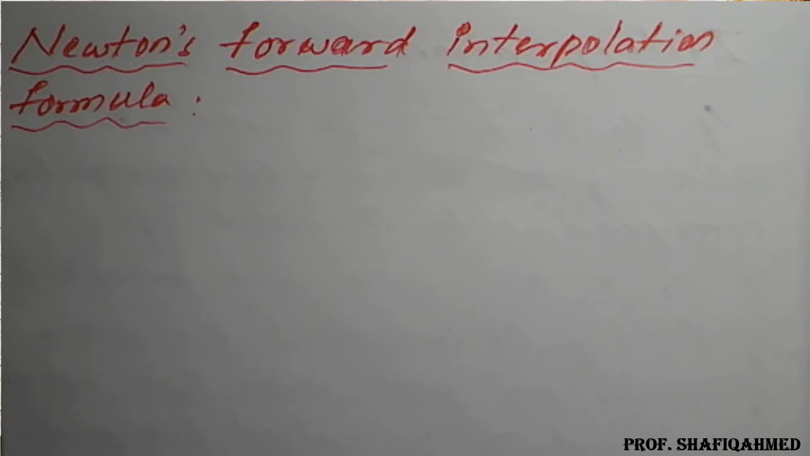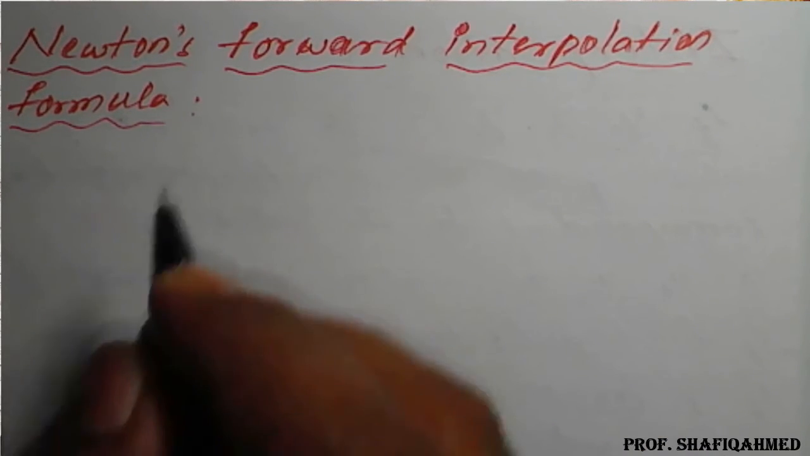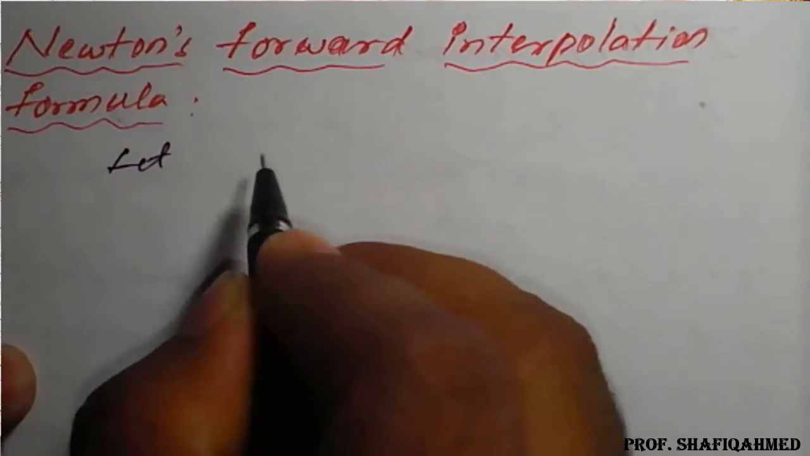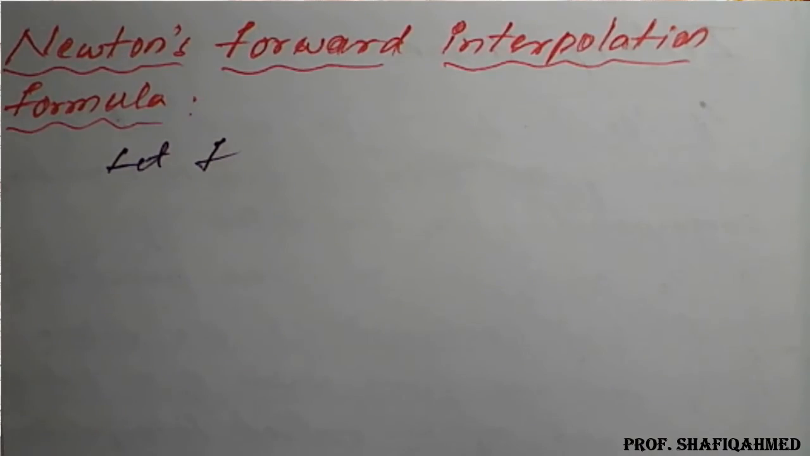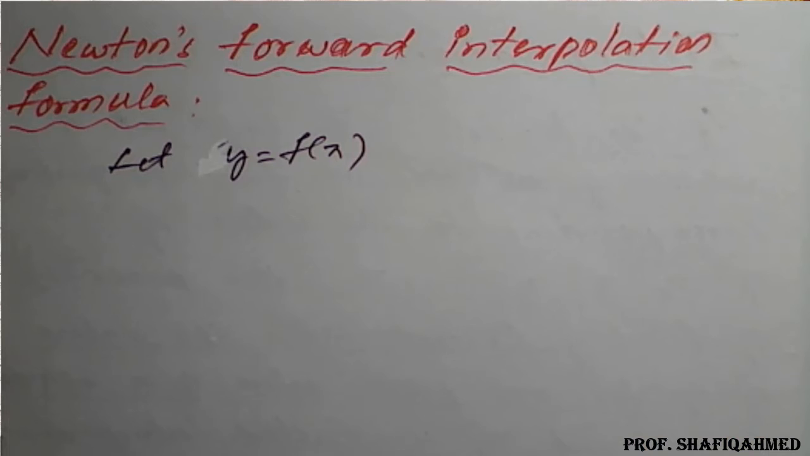So the forward difference interpolation formula we are going to use for interpolation or extrapolation. So here we'll see the Newton forward interpolation formula. Let y is equal to f of x be the function for which we find the approximate value using the Newton forward interpolation formula.